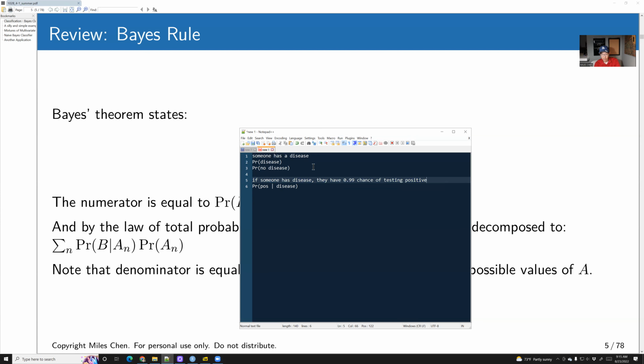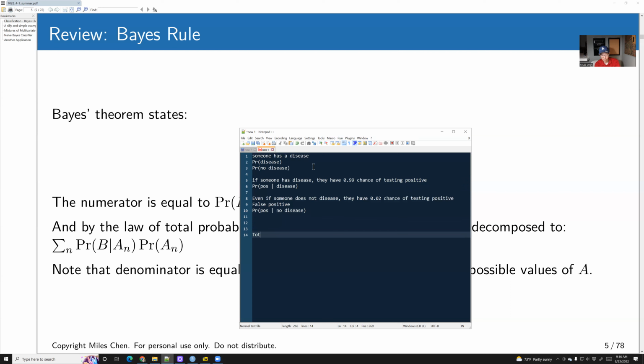Okay, and then we'll also say, even if someone does not have the disease, we'll say they have a 2% chance. This is the false positive. And that would be the probability of positive given no disease.